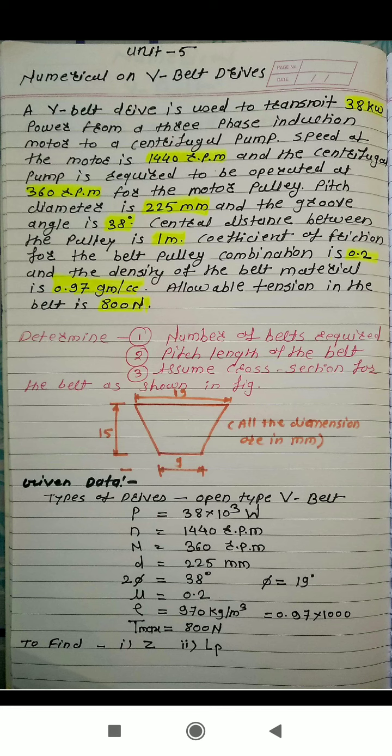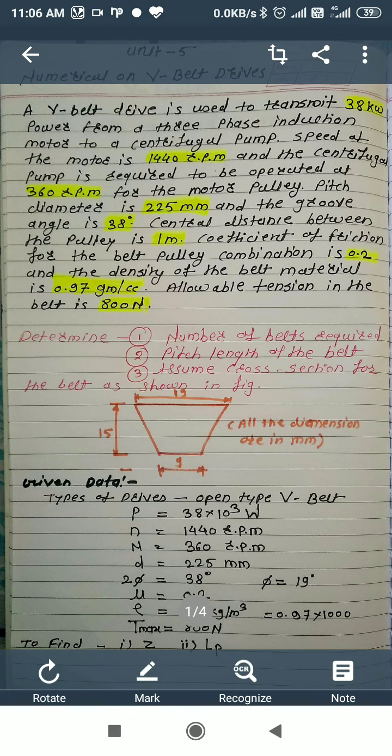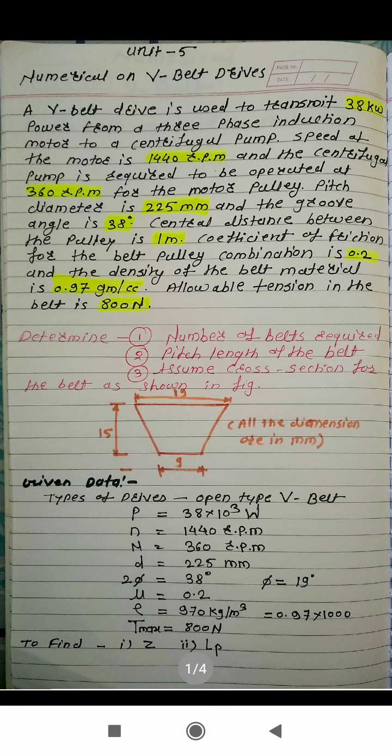Here the type of drive is open type V belt. Second, the transmitting power is given. Power is in kilowatt, means P is equal to 38 into 10 raised to 3 watt. Then speed is given: for the motor, small n is 1440. Capital N, for the centrifugal pump, is 360 RPM. Then diameter of the pulley, small d, is equal to 225 mm.